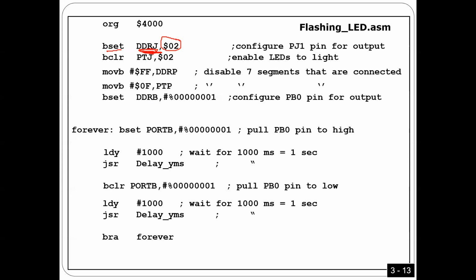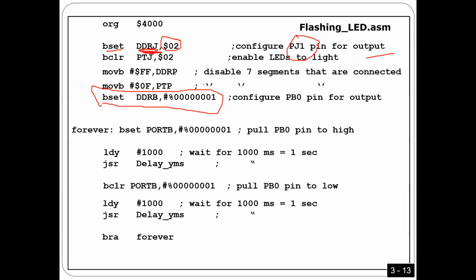So this instruction here, you are going to set this bit on the data direction register in order to make PJ1 output. Is that okay, guys? So now I am done with PJ1. Now let's think about port B. Look how I made it in port B, guys. Bit set data direction register for port B, okay, and then 0, 0, 0, 1. So here I configure PB0 as output.